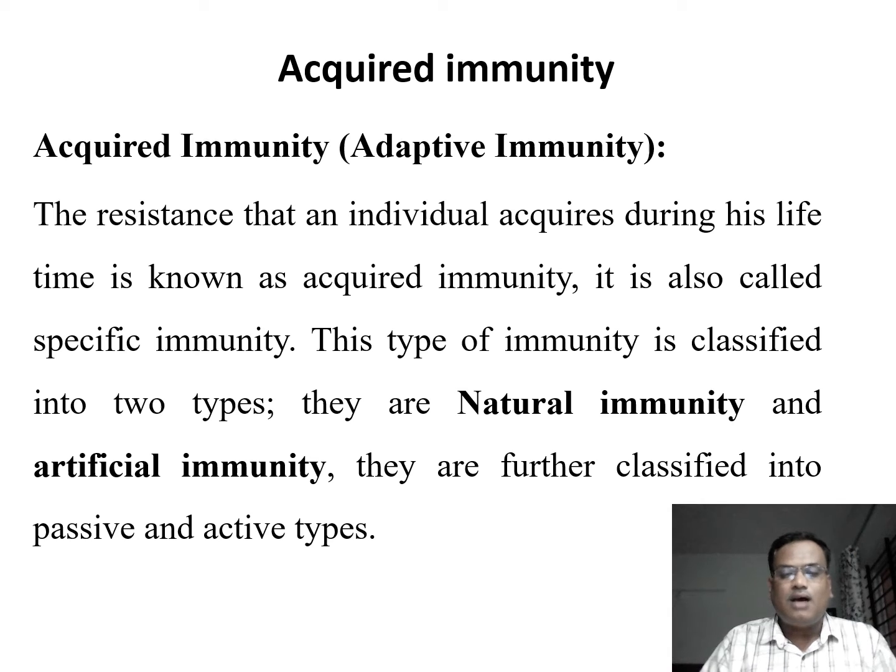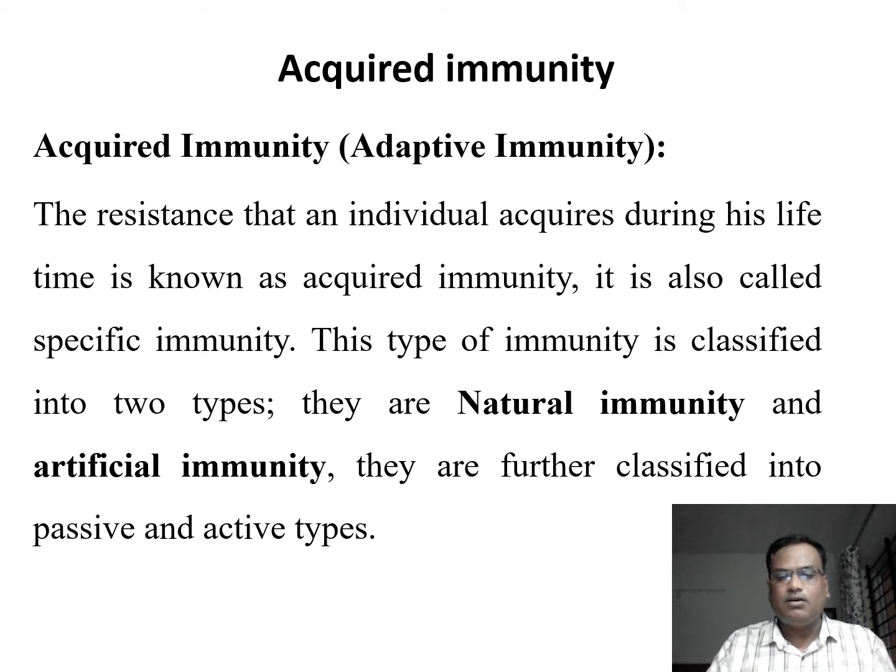Now, acquired immunity, let us study some acquired immunity things. It is also called adaptive immunity. The resistance that an individual acquires during his lifetime is known as acquired immunity. It is also called specific immunity. This type of immunity is classified into two types, natural and artificial immunity.